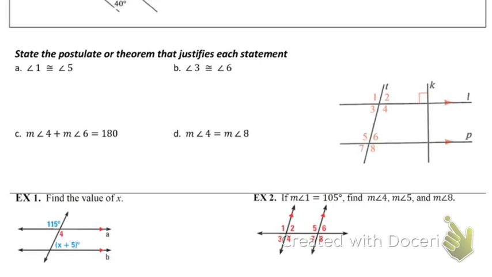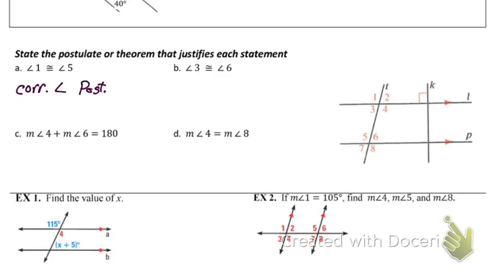We're supposed to state the postulate or theorem that justifies each statement. So the first one says angle 1 is congruent to angle 5. All you're trying to think of is what kind of angles are they? They're corresponding angles. Was that a postulate or a theorem? It is a postulate, so I'll put corresponding angle postulate.